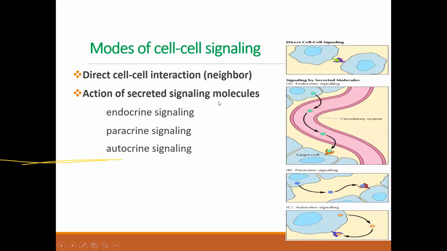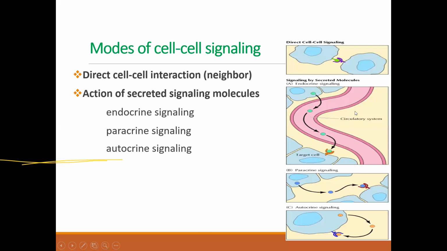This slide shows the modes of cell-cell signaling. It can be cell-cell interaction like this, without any signaling molecule. And the communication between cells can occur by using a signaling molecule. We can divide the communication between cells using signaling molecules into three models. The first one we call endocrine signaling, the second one paracrine signaling, and the third one autocrine signaling. All of these communication pathways need the signaling molecule.